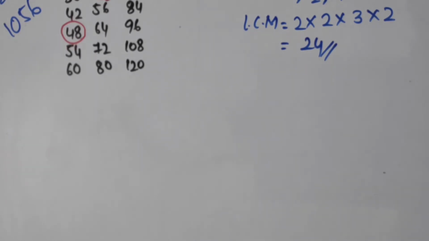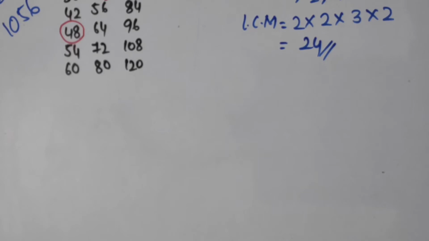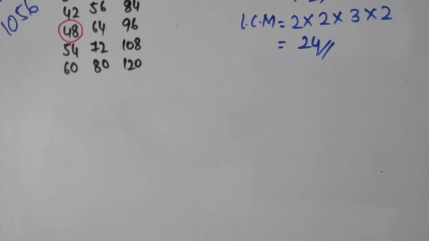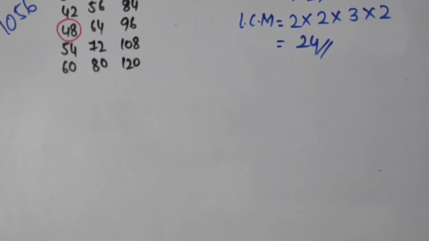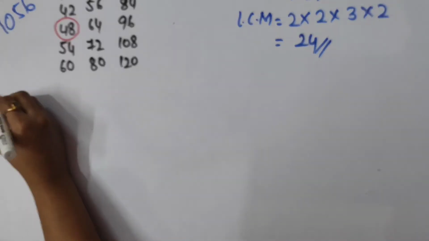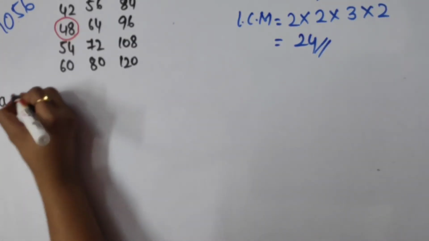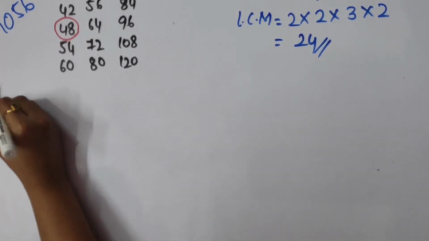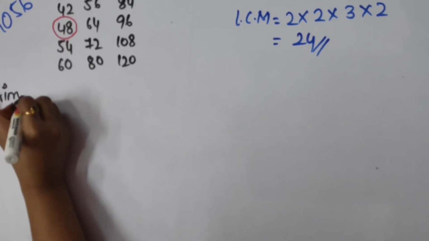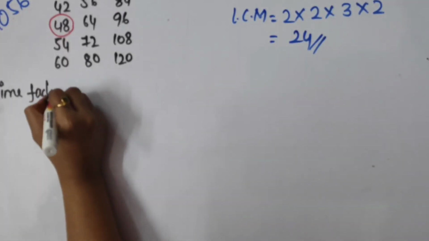Now there is one more method, which is called the factorization method. In this method it is very easy, but sometimes there are particular problems which are solved only in this method. So that's the reason learning the factorization method is very important. This method is also known as prime factorization.